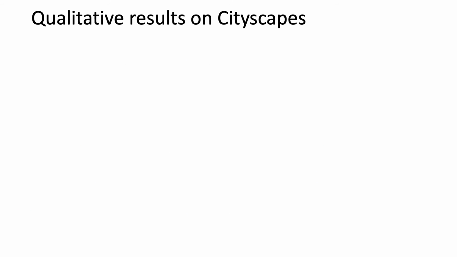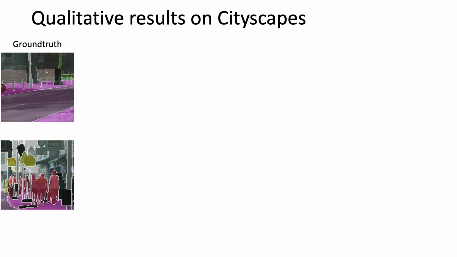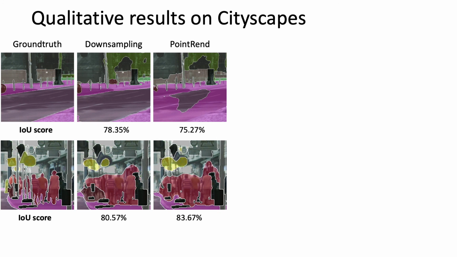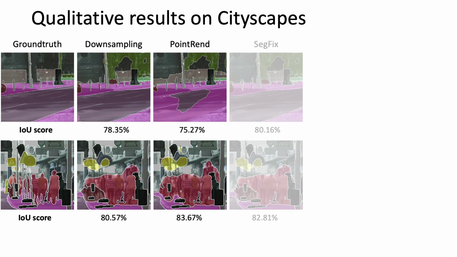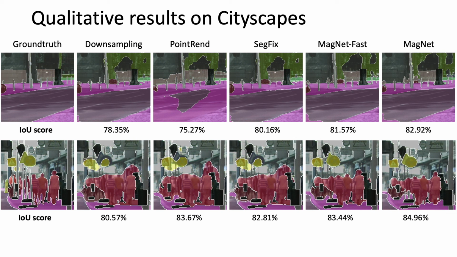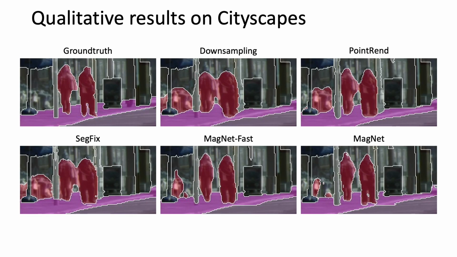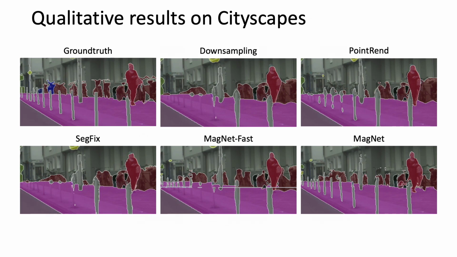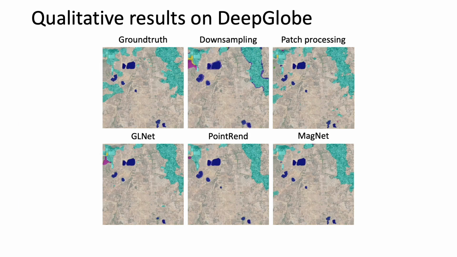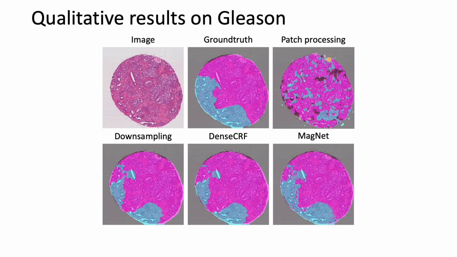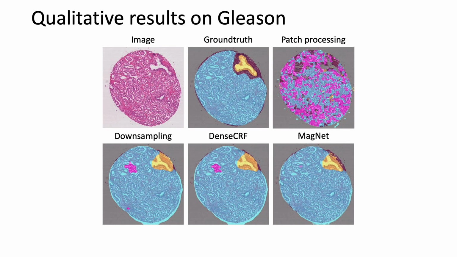In this example, the downsampling produces a coarse prediction where all small objects like poles are missing. All previous methods can improve the segmentation result, but they are not perfect. Our MagNet and MagNet Fast can edit boundaries and recognize new tiny objects at the same time. These are some other results on the Cityscapes dataset in comparison with SegFix and PointRend methods. On the Deep Globe dataset, we show here some results. On the Gleason dataset, we show here some segmentation results where MagNet works well on these histopathologies.